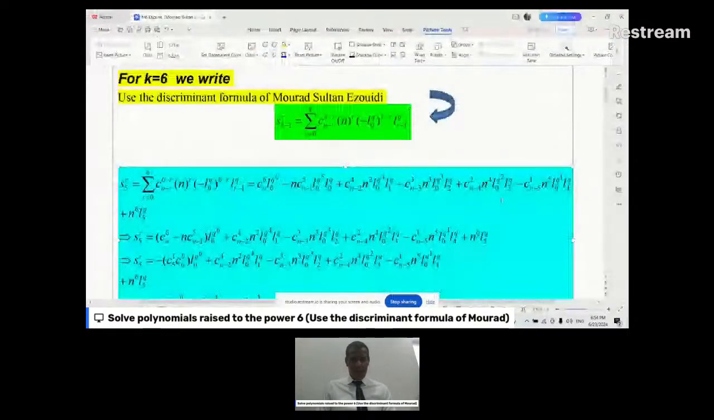Plus the last term, learners, is n raised to the power 6 times L5 for the q. Why? Simply because combination n minus r choose 6 minus 6 is 0. Combination n minus r choose 0 is 1. Then n raised to the power 6 because Lr is 6. Then this one has to be equal to 1 because negative L0 for the q, a value or a number that is different to 0, raised to the power 0 is 1.